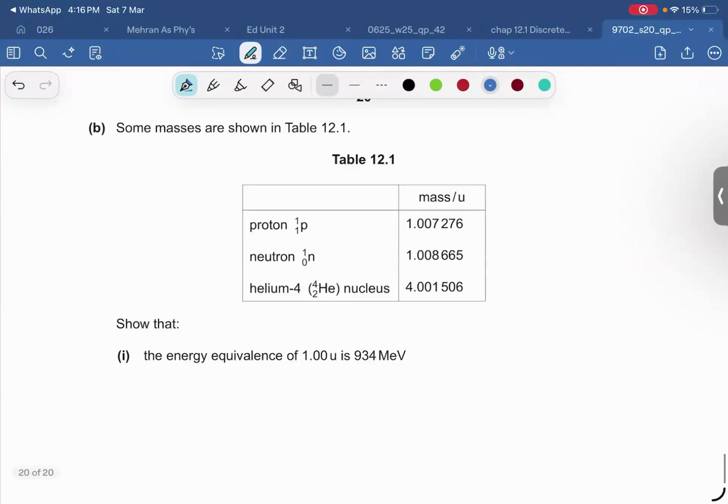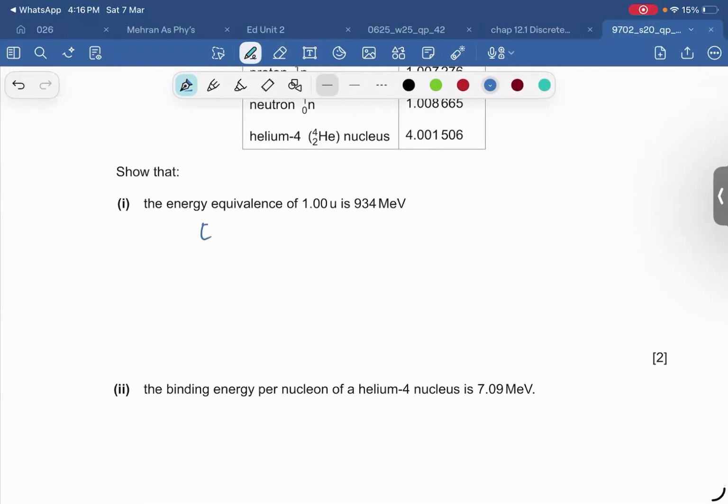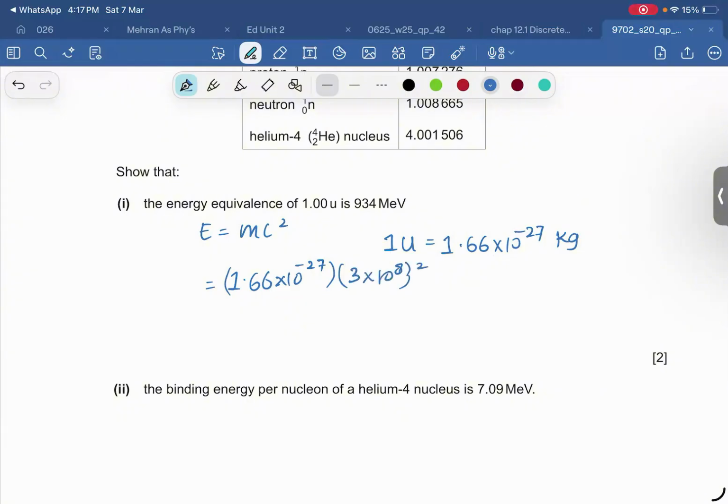Now they're asking for the energy equivalent to this. It's a very simple thing that you have to show, that it equals mc squared. We know that 1 u is equivalent to 1.66 times 10 to the negative 27 kg of mass. Just put that into the mass, and the speed of light, 3 times 10 to the 8, squared, and this will give you the energy in joules.